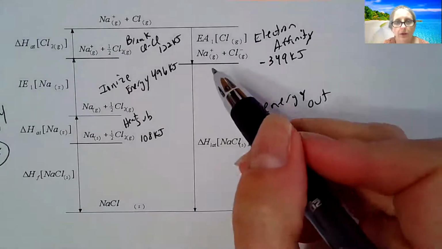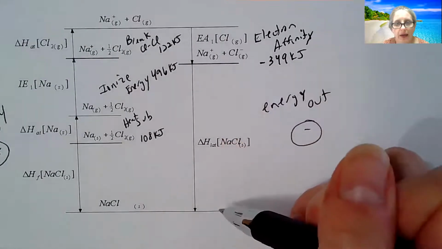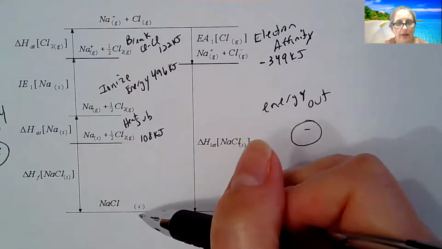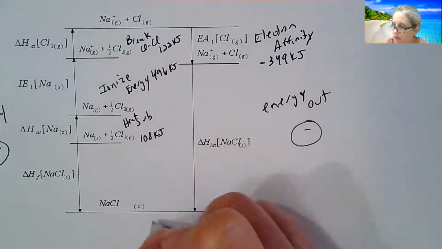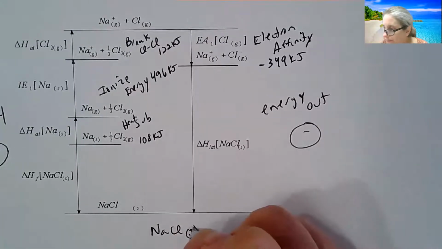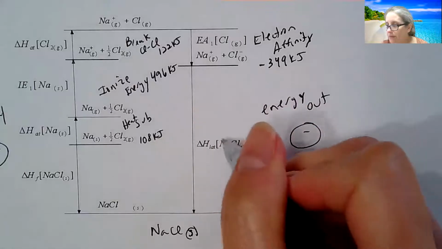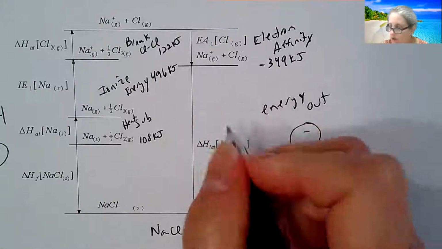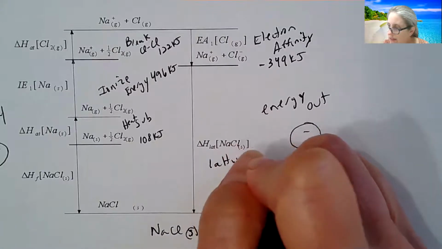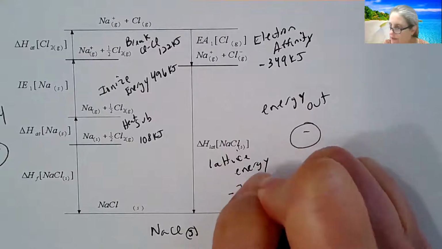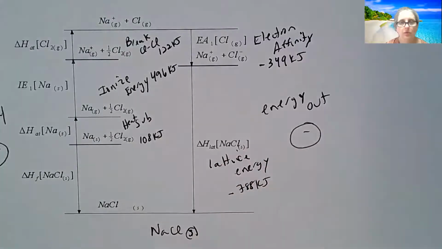And then if I were to go from the ions back down to the sodium chloride, and again, sodium chloride in the solid form is on the bottom of the diagram here, essentially this is the lattice energy, but it is going in the reverse direction. So this is the lattice energy. This is negative 788 kilojoules.